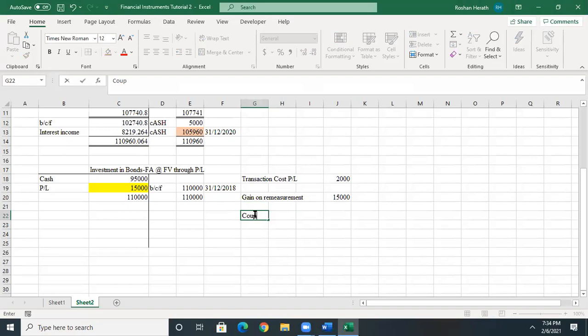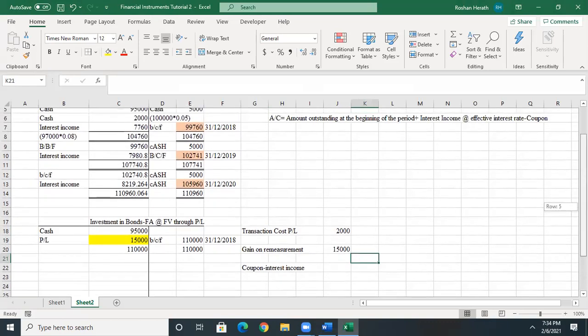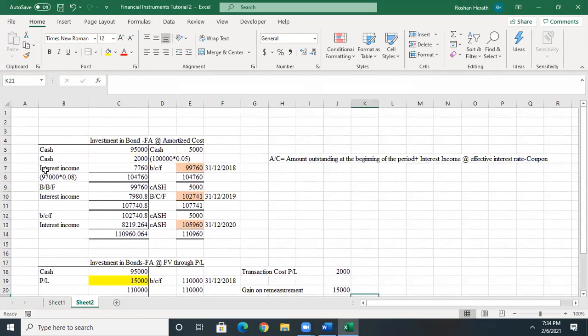So you are getting the coupon as well. So it's a kind of interest income, right? But you can see that in case of amortized cost, how you calculate the interest?